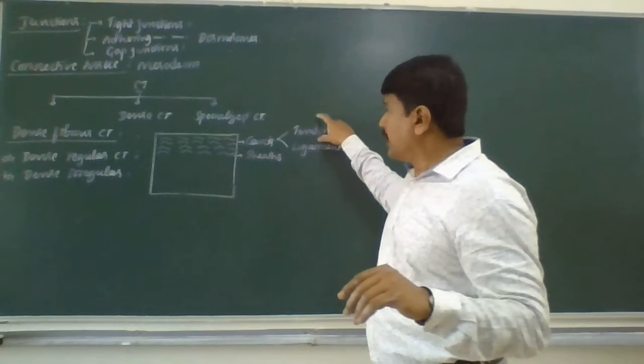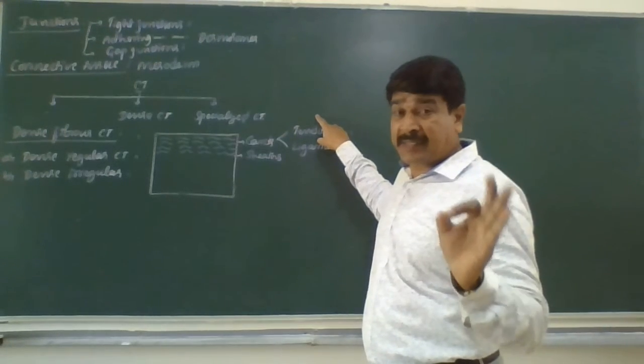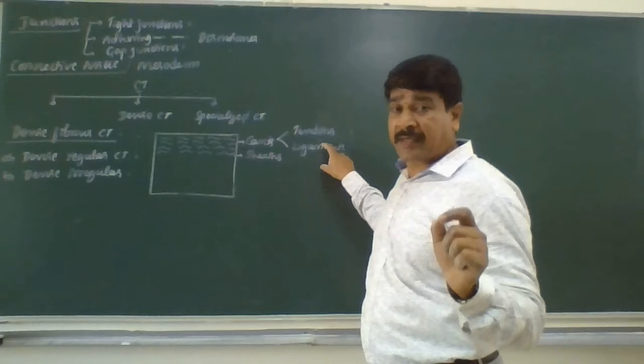I think you are getting it. Tendons connect skeletal muscles to the bone. Ligaments always connect bone to the bone.